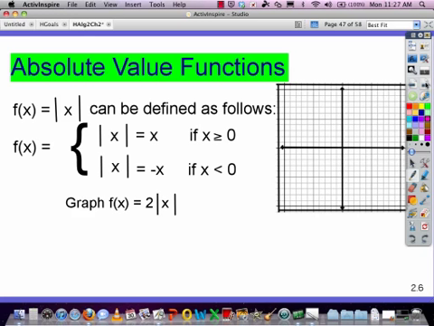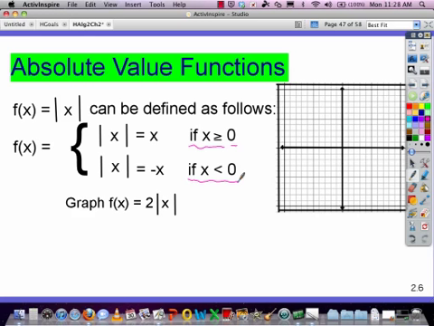F of x equals the absolute value of x can be defined as follows. If you have the absolute value of x, and x is greater than or equal to 0, on absolute values, you know, the absolute value of a number can be positive. So if you're putting a positive number in, you will get out exactly what you put in. However, if you're putting in a negative number for x, you will get out the opposite of what you put in. So keep that in mind.